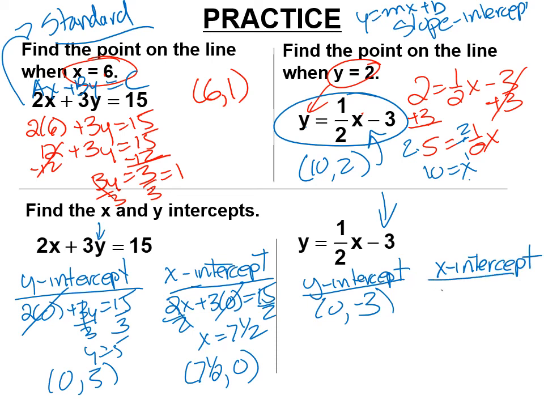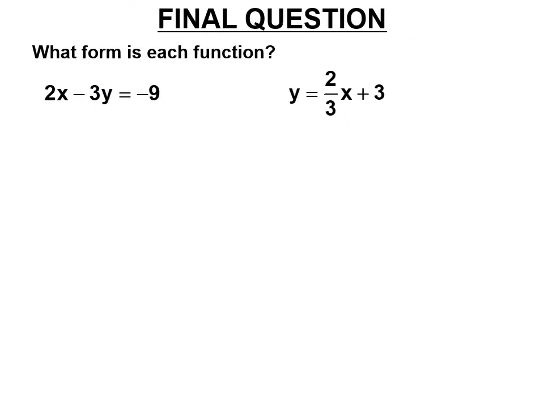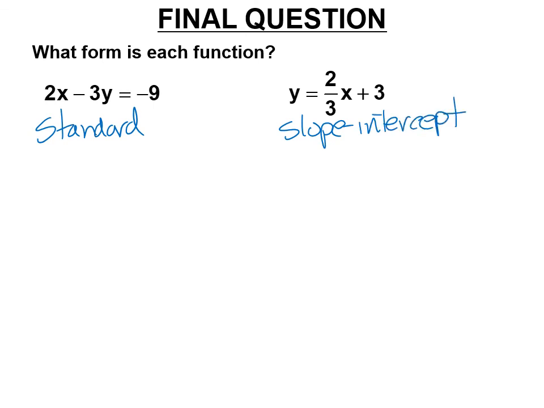we make y equal to 0. So we add 3 to both sides. 3 equals 1/2 x. Multiply by the reciprocal. 6 equals x. (6, 0) is the x-intercept of that line. Memorize those names. Thanks very much.